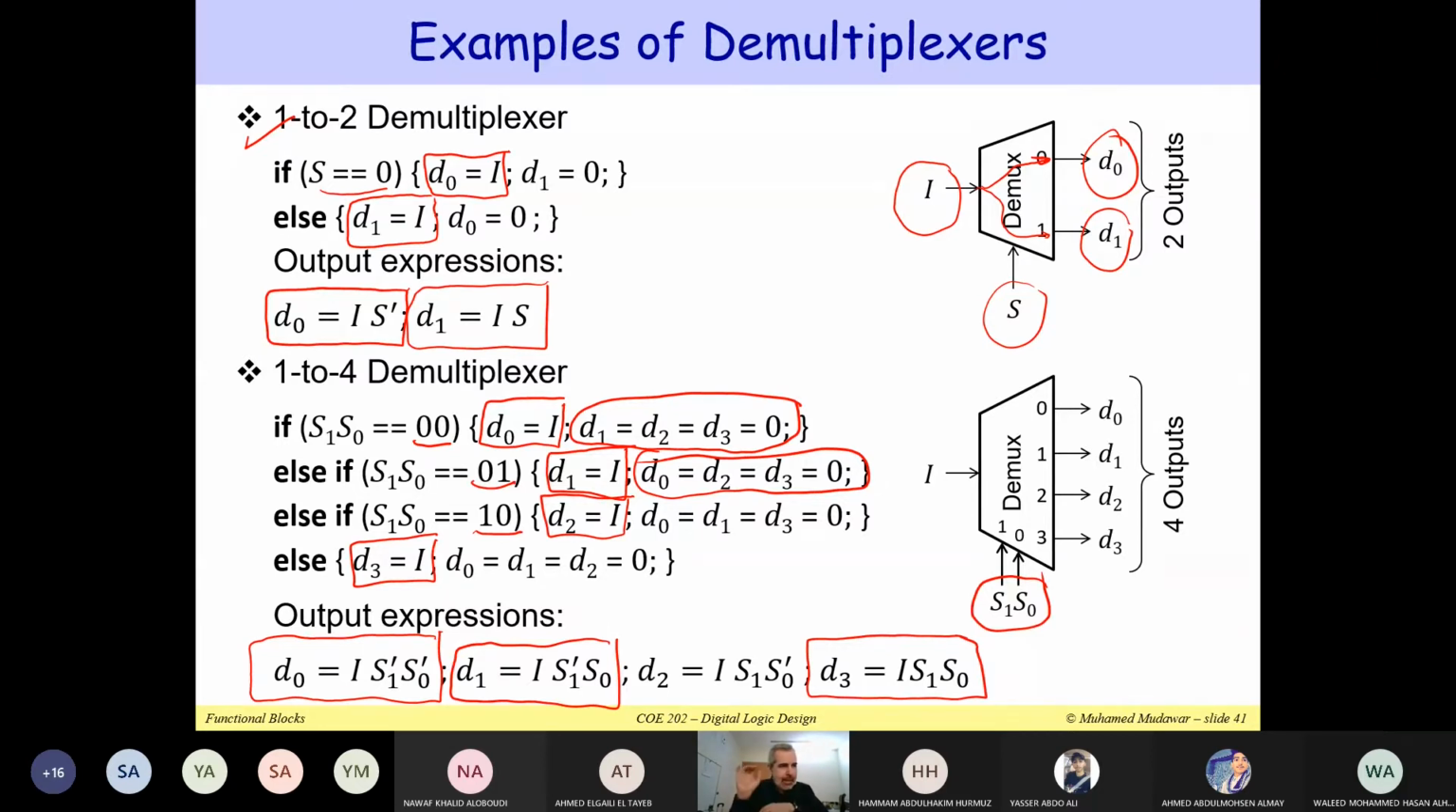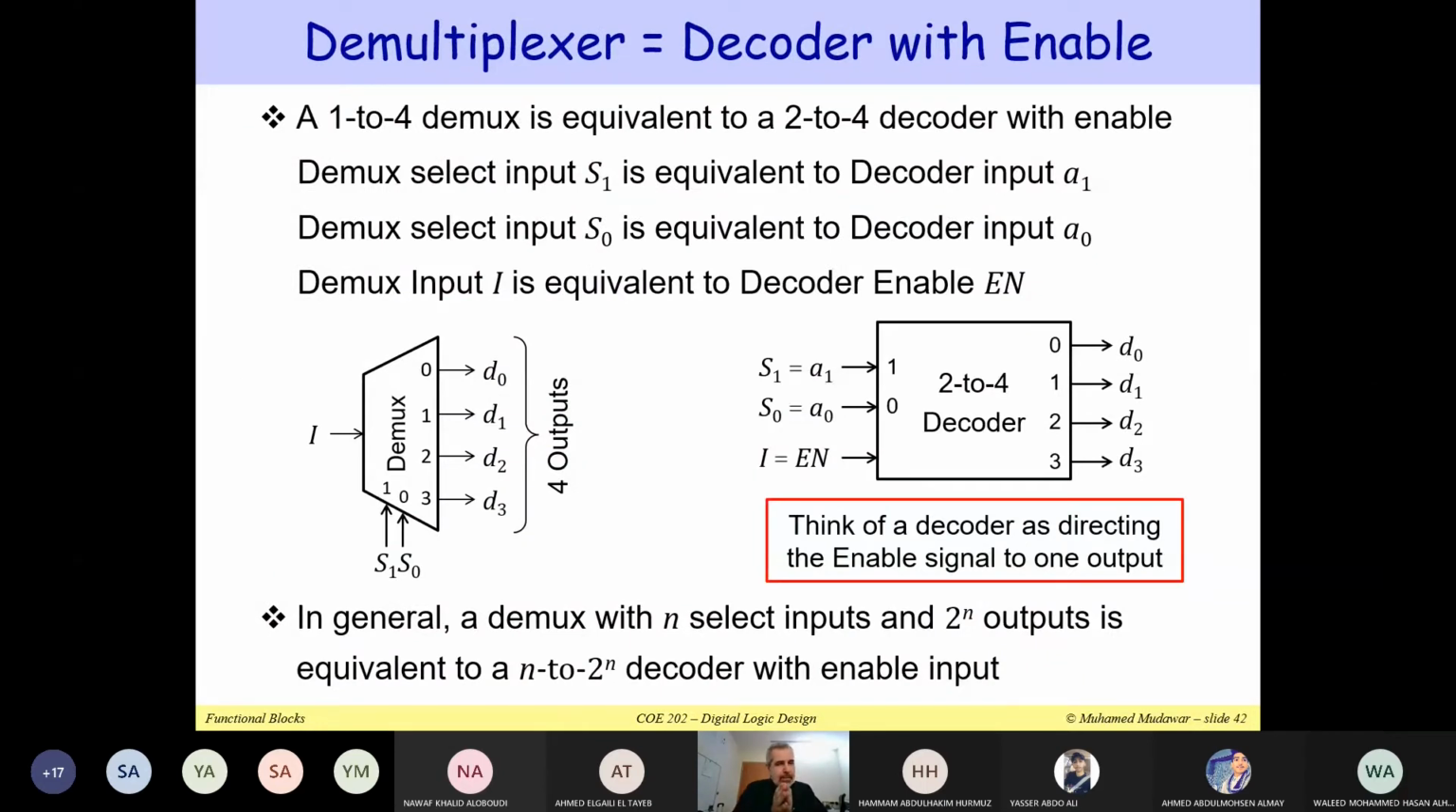Remember the decoder that has an enable input? So we had decoders with enable input. I talked about it in a previous lecture. So in fact, the demultiplexer is equivalent to a decoder with enable input.